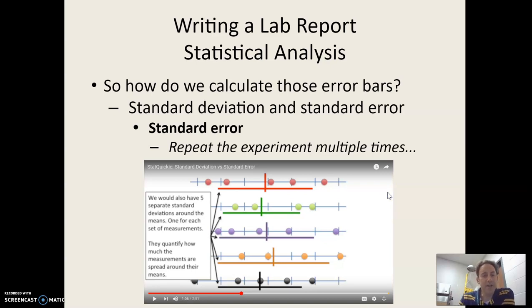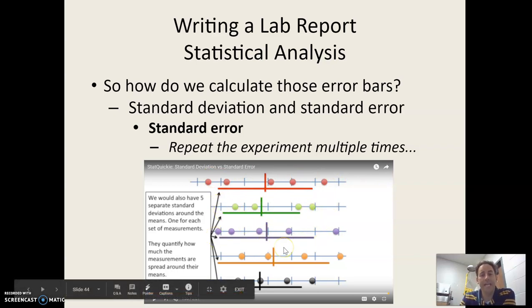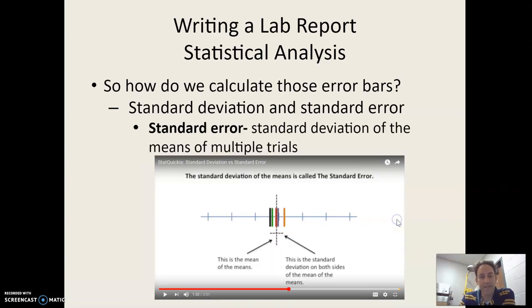To get the standard error, you repeat that experiment multiple times. So now you're going to measure 5 different mice once, 5 different mice a second time, 5 different mice a third, 5 different mice a fourth, and each time you're going to get different means. Once we've done that, now we have a mean of the means, and we have a spread of data for the means. That is the standard error. So the standard deviation of the means is the standard error.